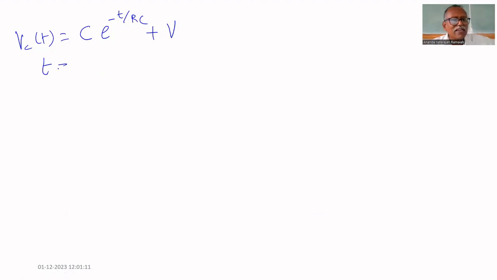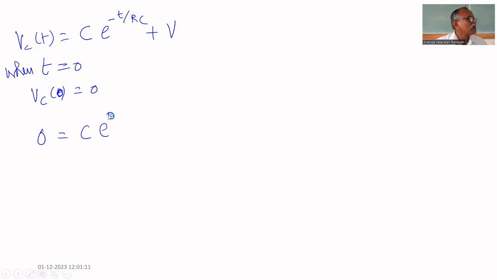If you apply initial condition at t equal to 0, we know that no charge in the capacitor. That's why Vc of 0 equal to 0. We know when t equal to 0, the capacitor voltage is 0. That's why we can substitute 0 equal to C e power 0. Why? T equal to 0. At what time we are finding? T equal to 0 plus, just after turning on the switch. So Vc of 0 plus equal to 0.